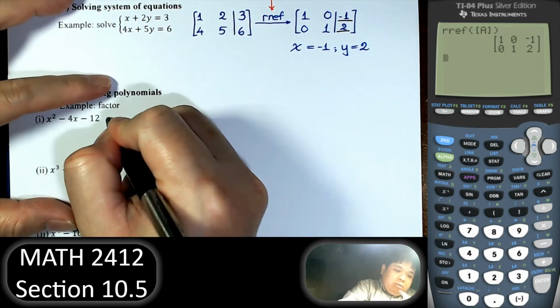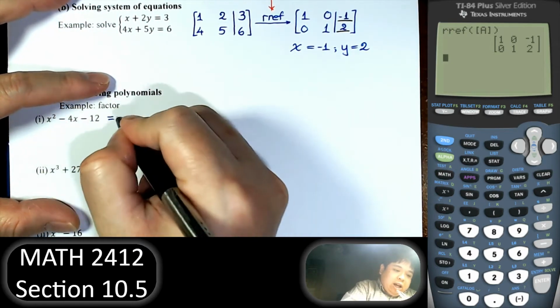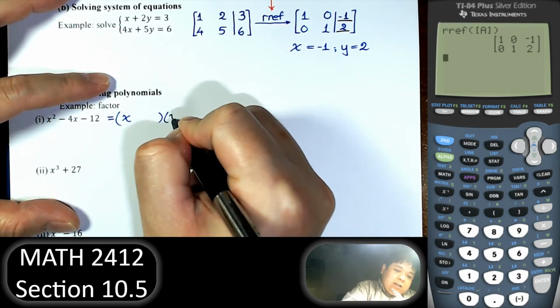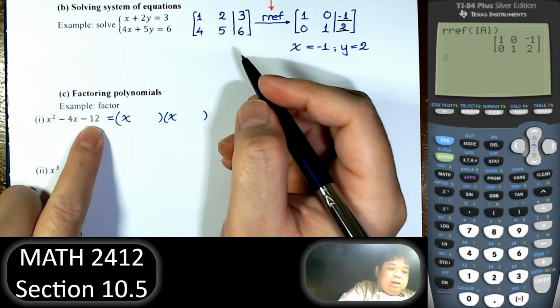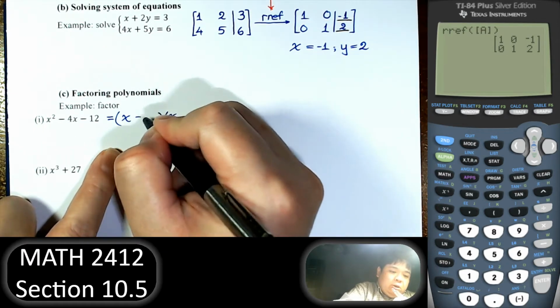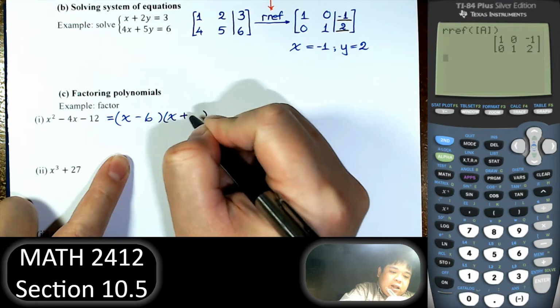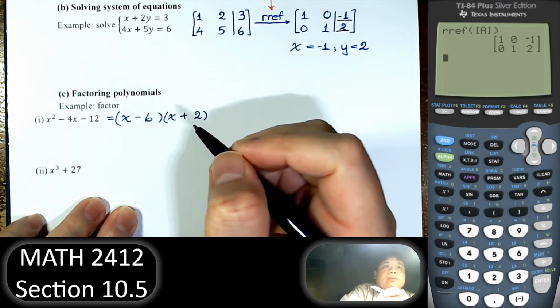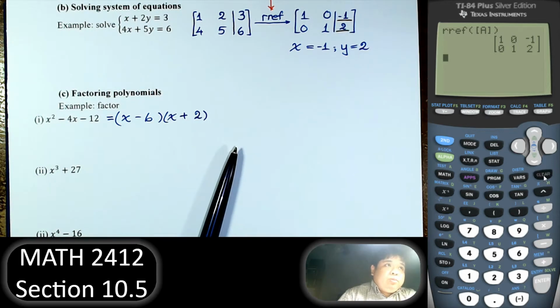Of course, that is just a factor, and to get x squared, we have to have an x. And to get -12 and add up to -4, we can use -6 and 2. If we want to make sure, when we graph the function, it will go through the points -2 and 6. Therefore, the factors are x minus 6 and x plus 2.